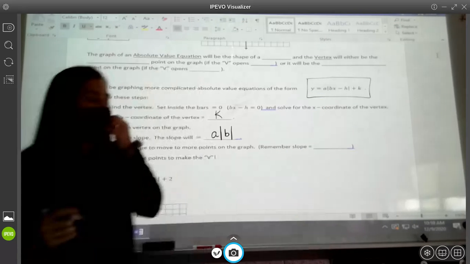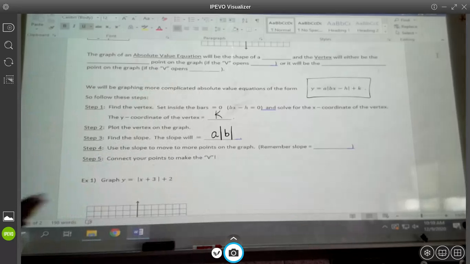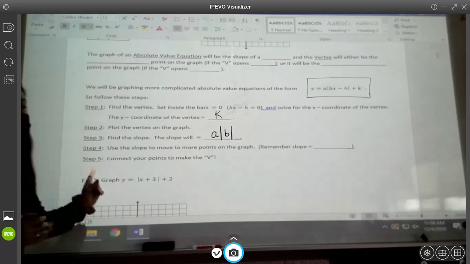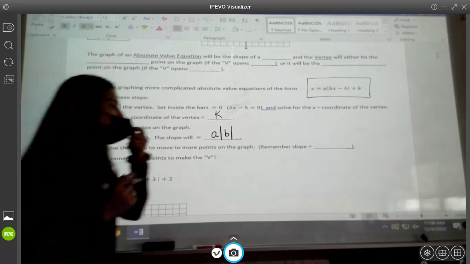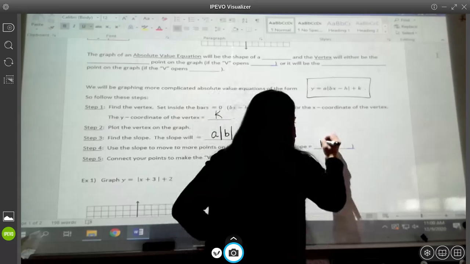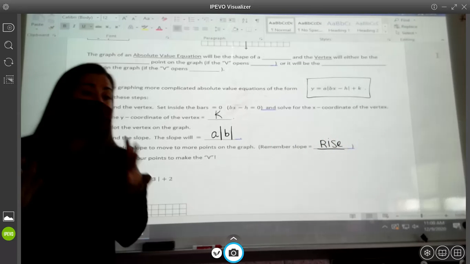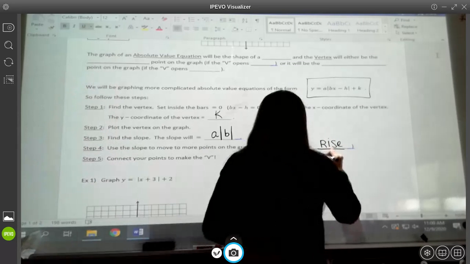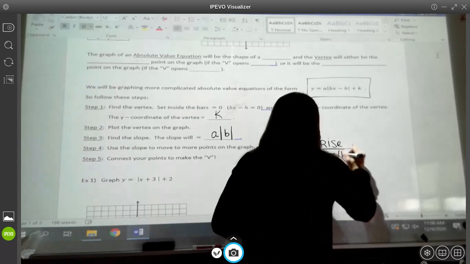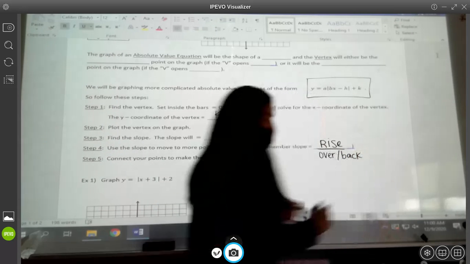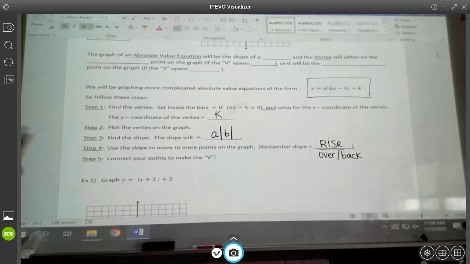All right, and then you're going to use that slope to move to the other points. But remember, I'm asking you guys to think of the slope as rise over instead of run. Think of it as your over slash back number. And again, that's going to make much more sense once you see me do it. Then you're going to connect your points and graph your V. All right, guys, let's try it. Let's see what I'm talking about.